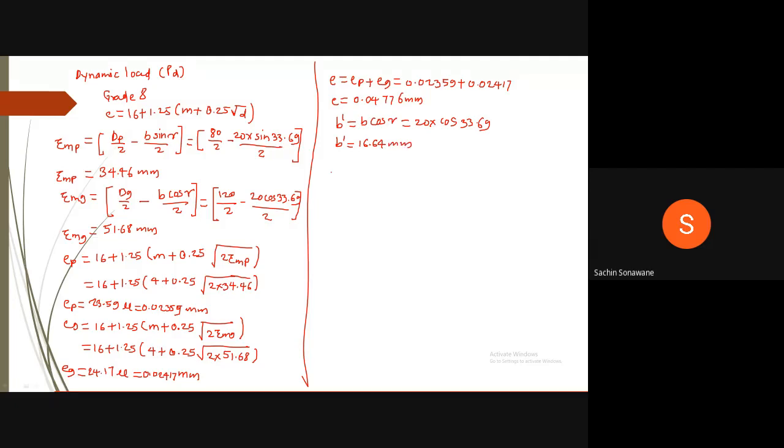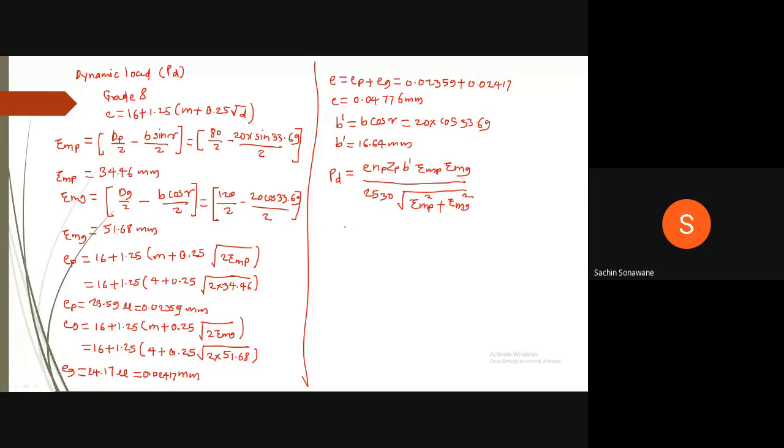Now we will calculate dynamic load. Therefore, dynamic load PD is given by E into NP into ZP into B dash into RMP into RMG, this is the formula for bevel gear, divided by 2530 into square root of RMP square plus RMG square.